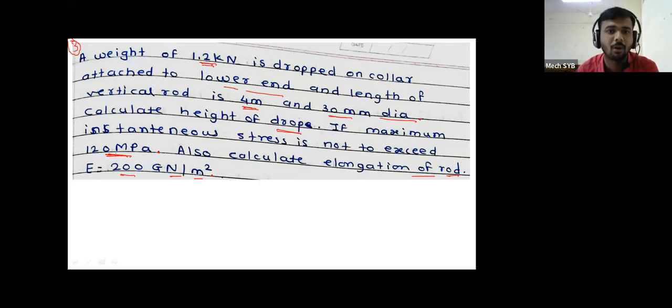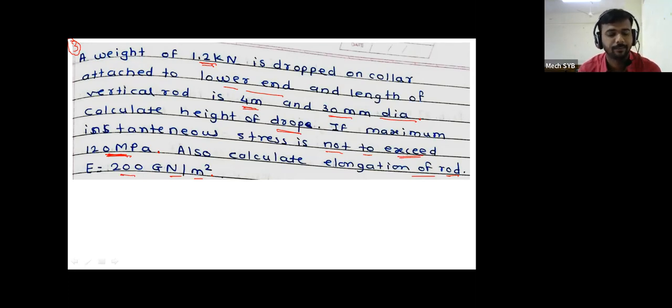That is, how much stress is induced in the rod or the collar, that stress value they have given here, that is 120 megapascal. So what is the meaning of not to exceed? What does it indicate? Instantaneous stress not to exceed 120 megapascal. What is the meaning of not to exceed?